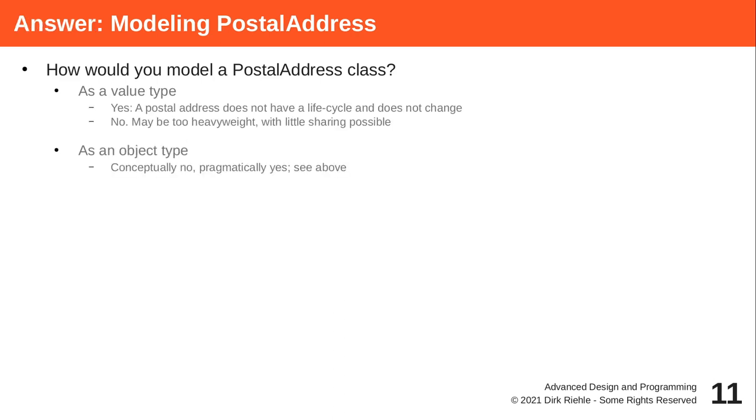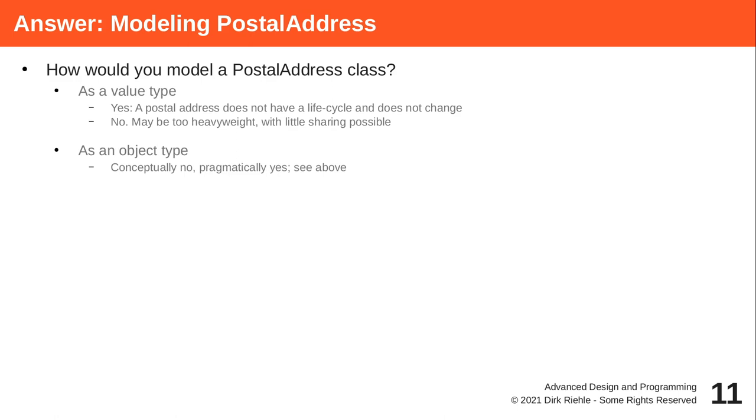All right, so the answer is slightly tricky, though it's not a trick question. I chose postal address because it could be a heavyweight object. Conceptually, it's actually very clear. A postal address is a value. I wouldn't know why it could have identity. It's a location, and that just exists, and I would think that it's clearly a value.